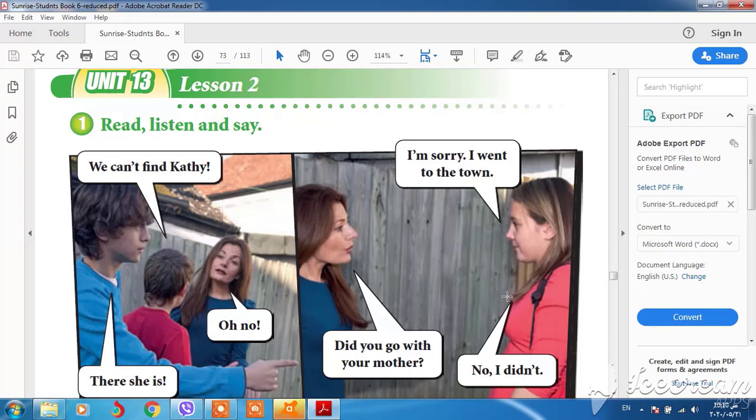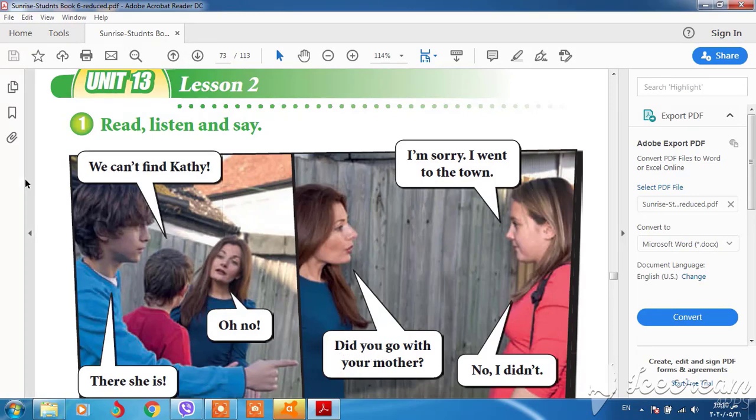Today we will talk about unit 13, lesson 2. It's also about past simple. We use did for the question. For I, we, you, they, and two names, and for he, she, it, we use did for the question.